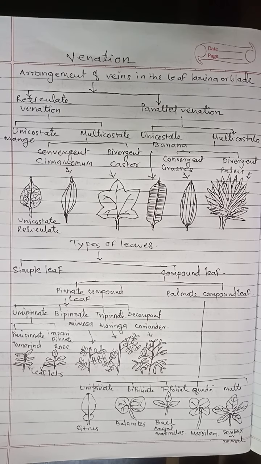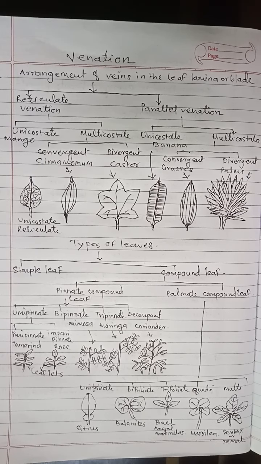Reticulate as well as parallel venation is again subdivided into unicostate and multicostate. Unicostate reticulate venation, multicostate reticulate venation, and also in parallel venation, unicostate parallel venation and multicostate parallel venation. Multicostate venation is further divided into convergent type and divergent type in both the reticulate and parallel venation.